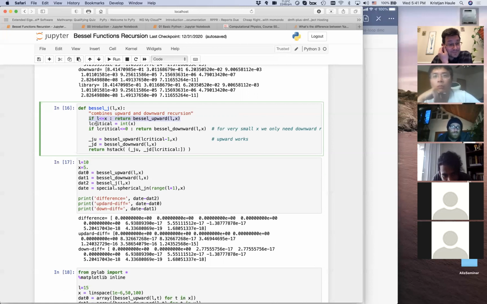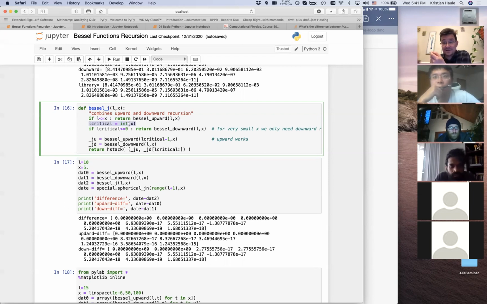Now, however, if L is bigger than X, which is very common because X can be small, then we need to calculate the value of L critical, which is equal to X, but the integer value of this, isn't it? Basically, this assumes that X is positive. If we want to generalize this to negative X, this needs to be made the integer of the absolute value of X. But for now, I didn't care about negative X's. So L critical is then the integer of X.